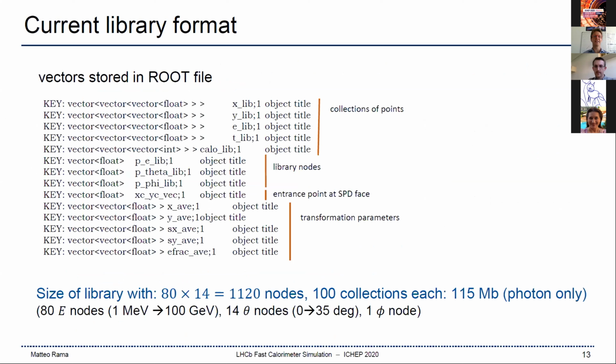So here is an example of our current format for the library. The hits are stored in terms of vectors or vectors of vectors. Just to give you an idea, for a library with 80 nodes in energy, 14 nodes in the azimuthal angle, and 100 collections for each node, we have a size of about 115 megabytes for photons.